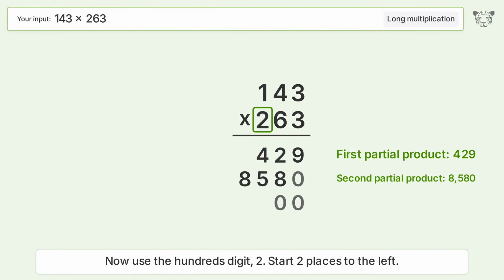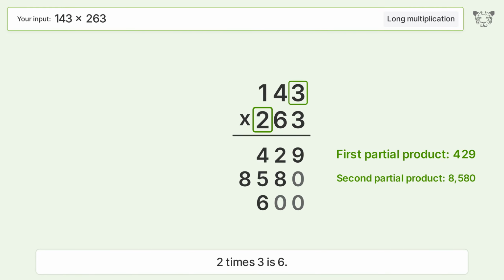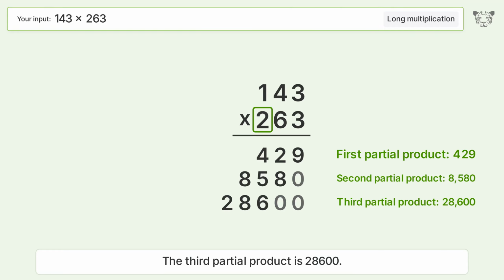Now use the hundreds digit, 2. Start two places to the left. 2 times 3 is 6. 2 times 4 is 8. 2 times 1 is 2. The third partial product is 28,600.